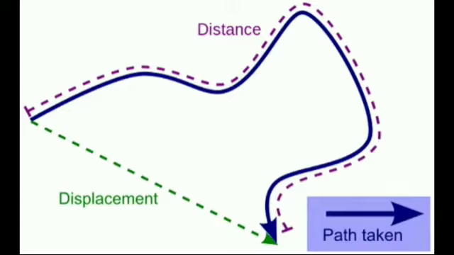Next one, displacement. It is the shortest distance between the initial and final position of an object. Displacement is the difference between the final and initial position. It is a vector quantity. It can be 0, positive or negative. It may be equal to or less than the distance. It has only one value between two positions of an object.